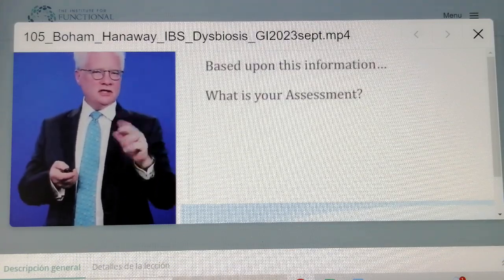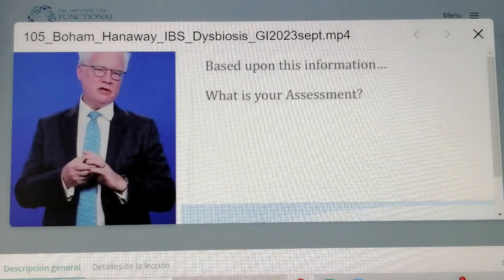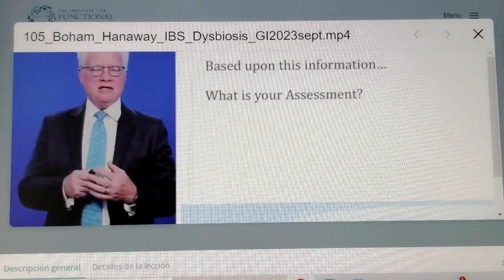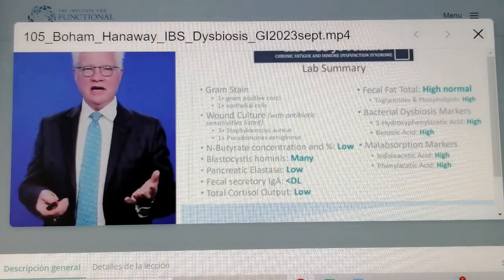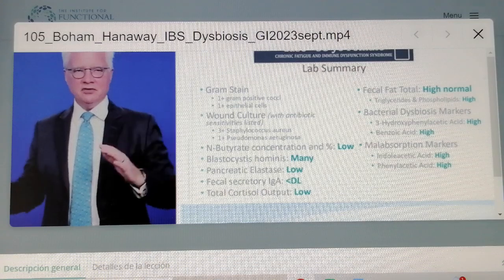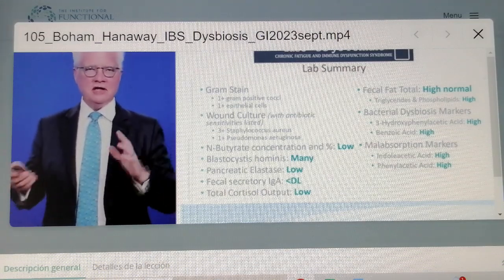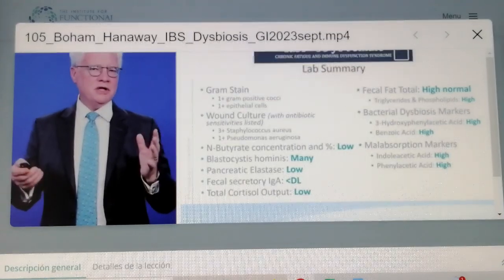So I want you each to think about, okay, what would I do for this individual at this point in time? Even take a pen and write it down. Just go back there for a moment and say, okay, we know she's got Blastocystis hominis, you're going to treat that. Pancreatic elastase, you're going to treat that. Immune dysfunction, you're going to treat that. Dysbiosis, you're going to treat that. How do you begin to think about putting this together?